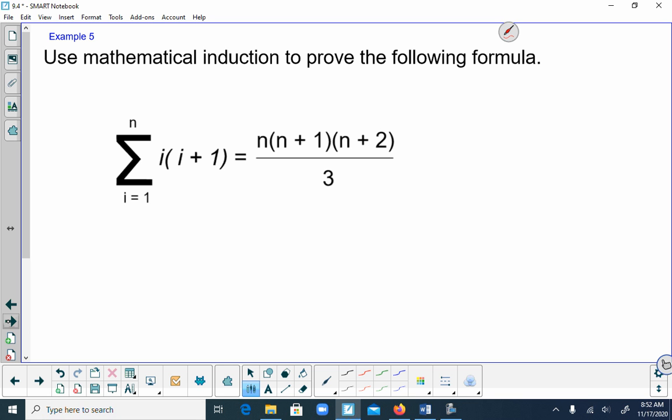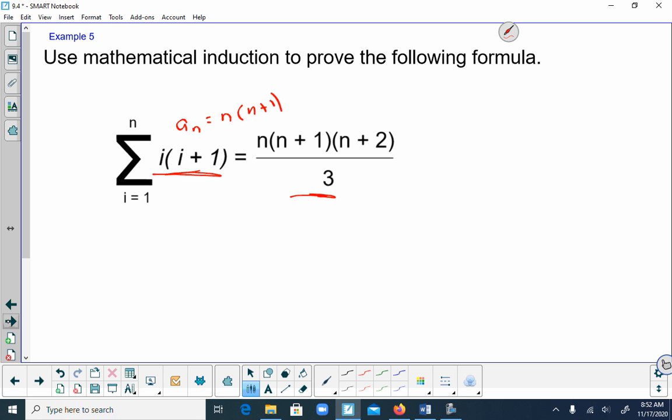So this one is the same thing, except I'm writing it in sigma notation. That really shouldn't bother me. Remember, this is the explicit formula, so this is just a different way of writing it. That is the explicit formula to find the nth term. This one, I'm trying to prove that this formula will work all the time when I have i times i plus 1.